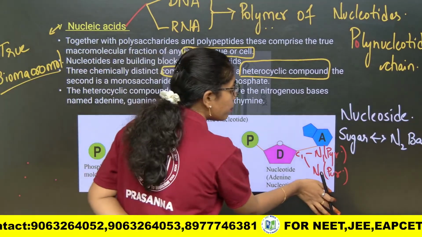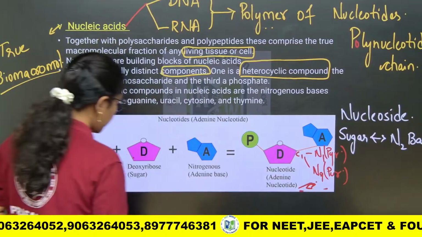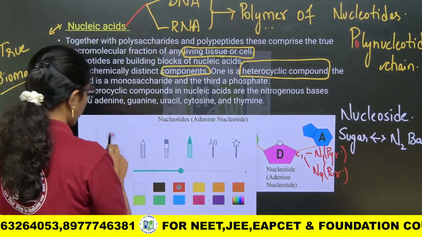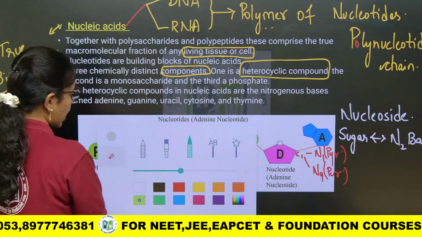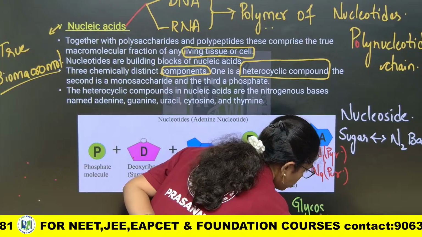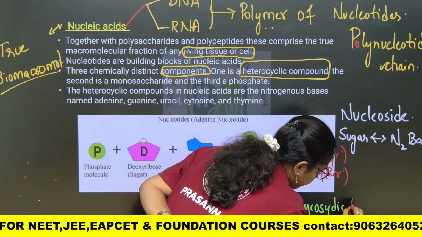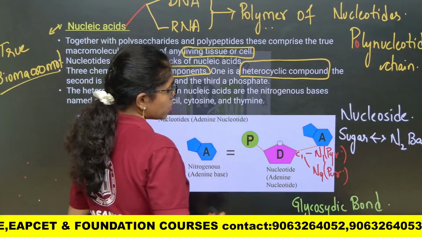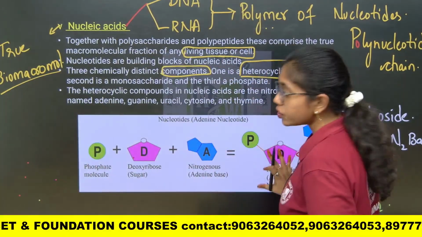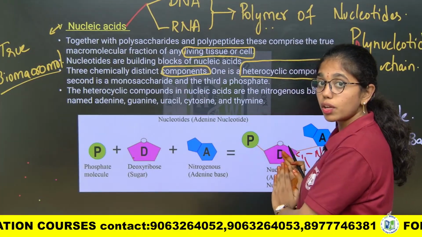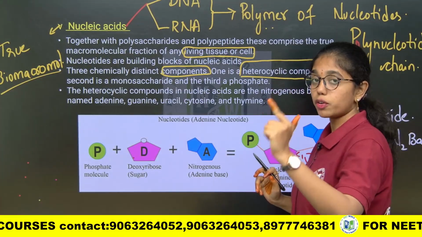Clear? So what bond is linking this nitrogen base and sugar? What bond is it, beta? Glycosidic bond. And next, we are calling this a nucleoside, right? What is a nucleoside? Sugar and nitrogen base.